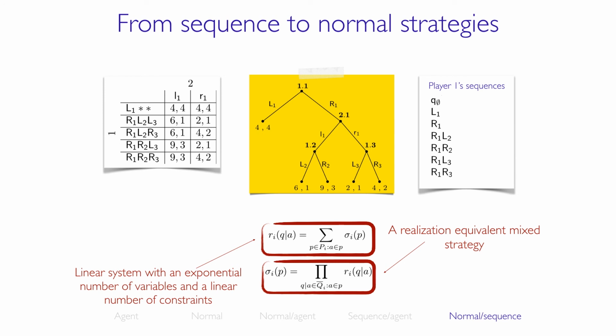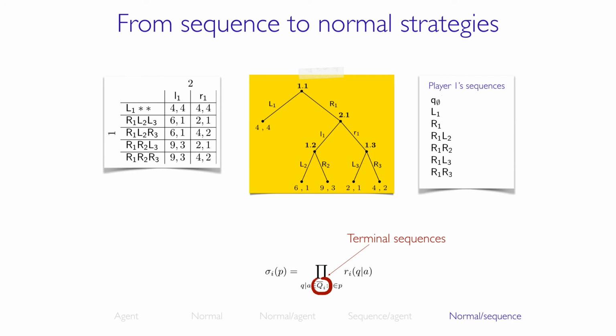That is, the probability of a plan P is given by the product of all the probabilities associated with the terminal sequences included in the plan. Q overline is the set of terminal sequences. For instance, if we want to derive the probability of plan uppercase R1, uppercase L2, uppercase L3, we need to make the product of the realization plans on uppercase R1, uppercase L2, and uppercase R1, uppercase L3, that are the terminal sequences included in the plan.